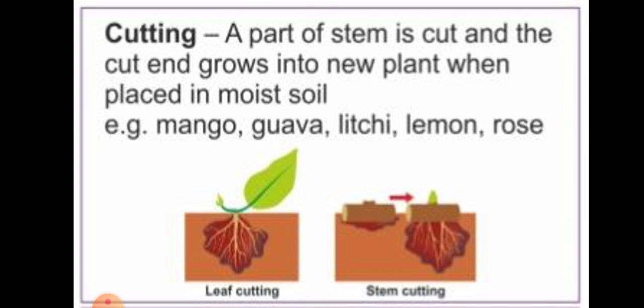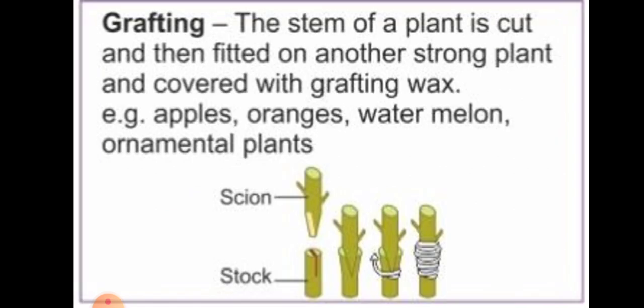So during cutting, what happens? You can see in the diagram, leaf cutting and stem cutting. Part of the stem is cut and the cut end grows into a new plant when placed in moist soil. For example, you can take mango, guava, lychee, lemon, rose. So this is one artificial vegetative propagation.